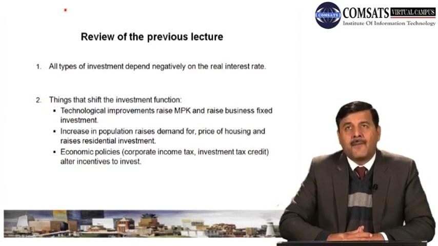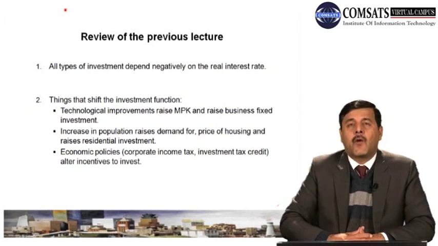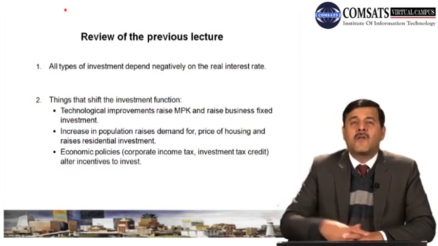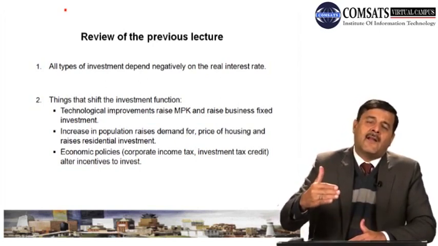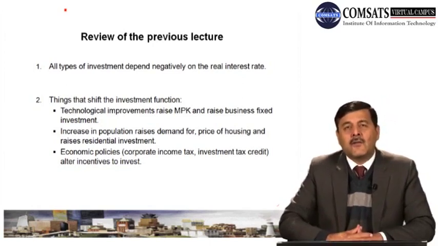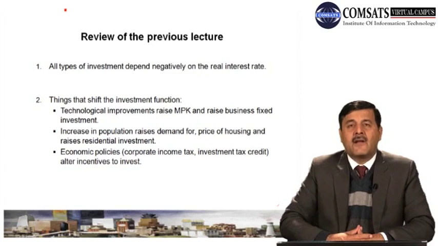What is the marginal productivity of capital? That is the addition in total output produced in the economy due to one extra unit of capital. Agar aapne 100 unit capital lagaye, 1000 unit output produce ki, if you add one more unit of capital, 101 unit, usse jo output mein azafa hua 1050, so 50 units are added with one more unit of capital in the total output. So that is the marginal productivity of capital, that is change in output, delta Y over delta K. So technological improvements will raise the marginal productivity of capital, and this in turn raises business fixed investment, right? So the business fixed investment mein azafa hoga, the investment curve will shift to the right side.